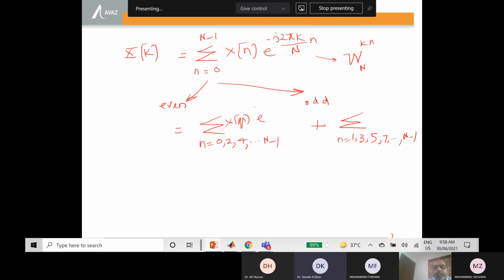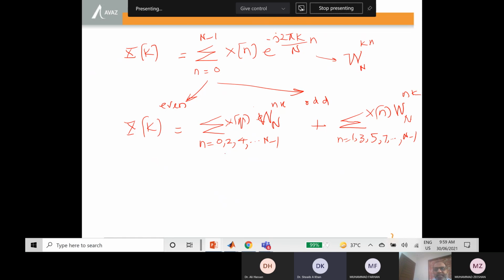Sorry about that, let me write the w: (n k over n) summation x of n w of n n k. So he said we can break it up this way into even and odd, and then we add them together, so we get the same answer. Obviously we are going to get the same answer. So this is the simplest trick he played.